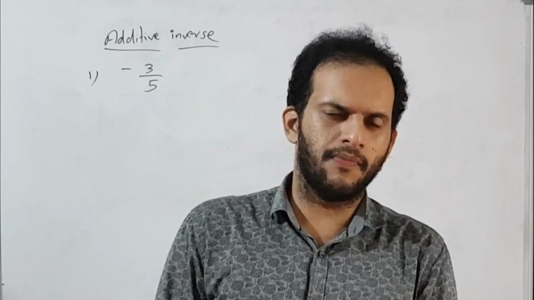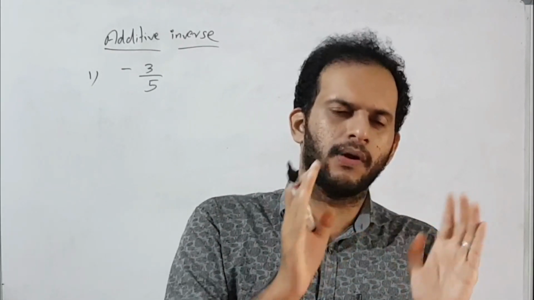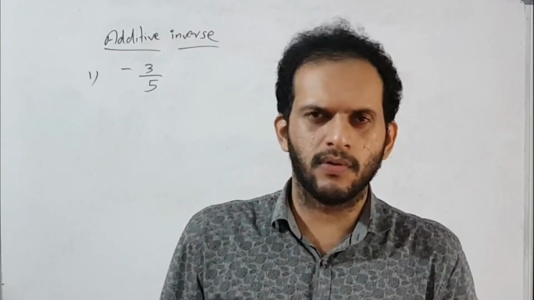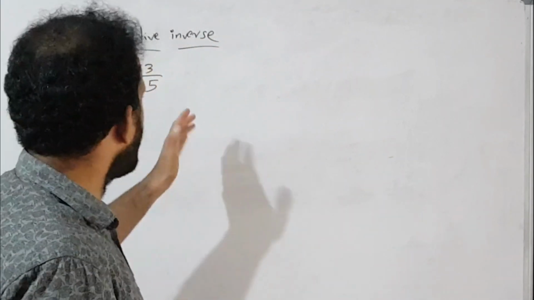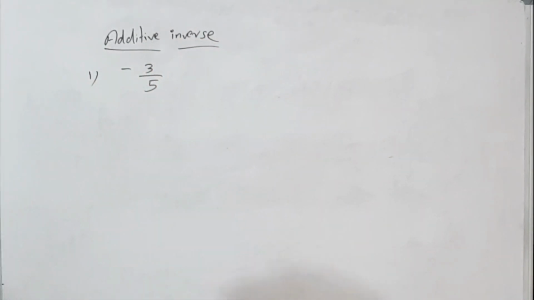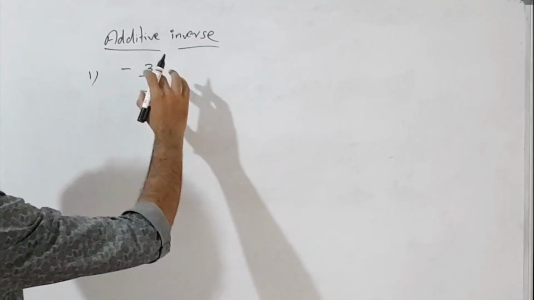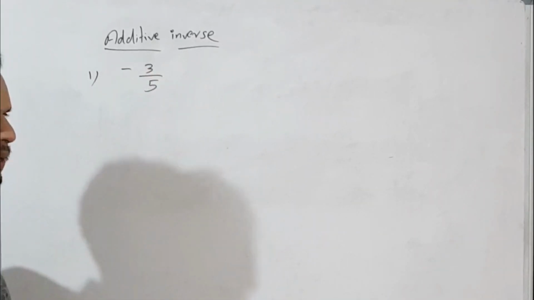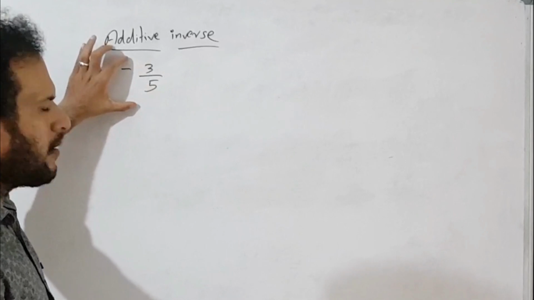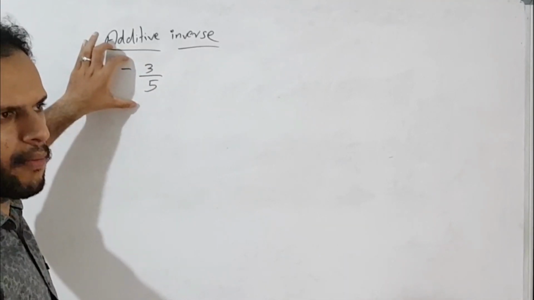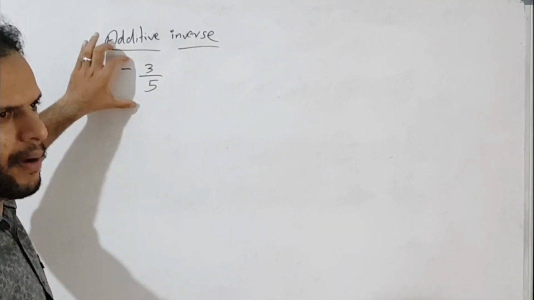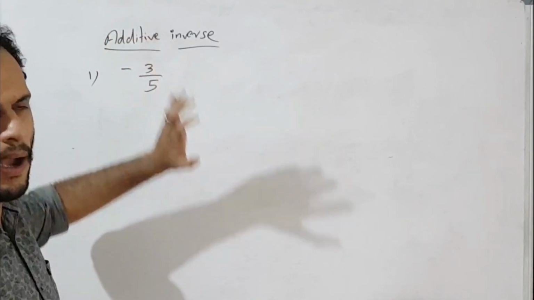If we add a minus symbol in front of that, then we get the additive inverse of the same number. Okay, so what is the additive inverse of minus 3 by 5? We know the answer, correct? Minus 3 by 5 is a negative number. So the additive inverse of minus 3 by 5 is 3 by 5.